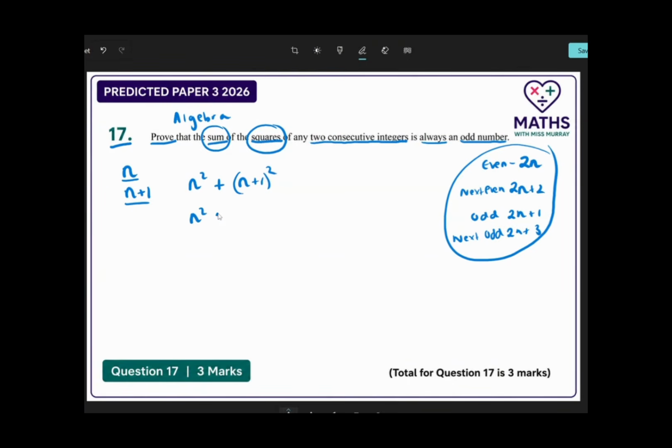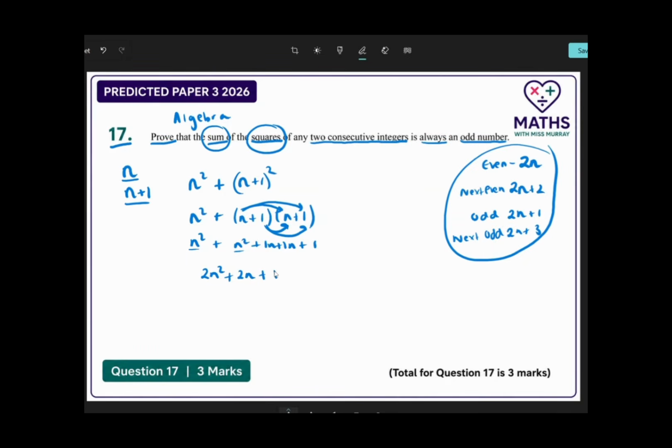So n squared plus, now if you've got n plus 1 squared, it means you've got n plus 1, n plus 1. So we're going to have to expand that bracket. I've got n squared plus n squared, n multiplied by 1 is 1n, n multiplied by 1 is 1n, you can just write n, and 1 times 1 is 1. Now if I simplify that, I've got 2n squared, 1n add 1n, which is 2n, and plus 1. So that would get me up to 2 marks.